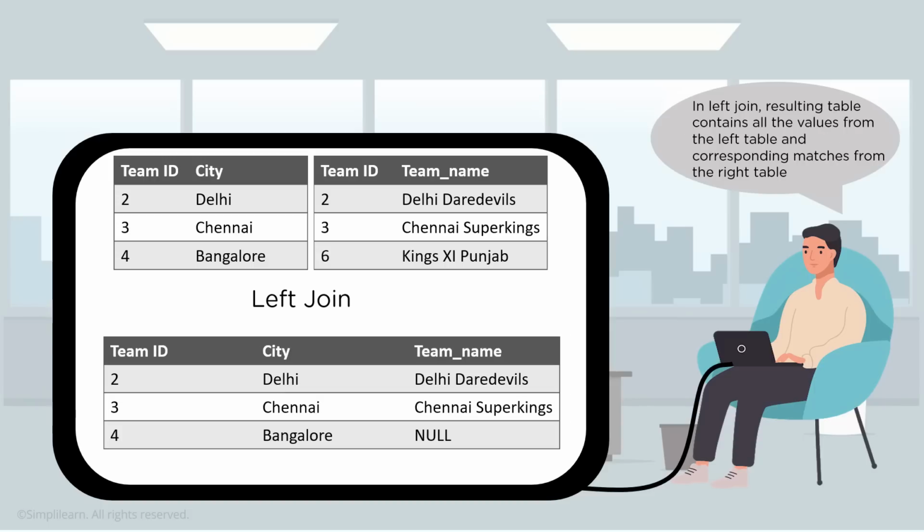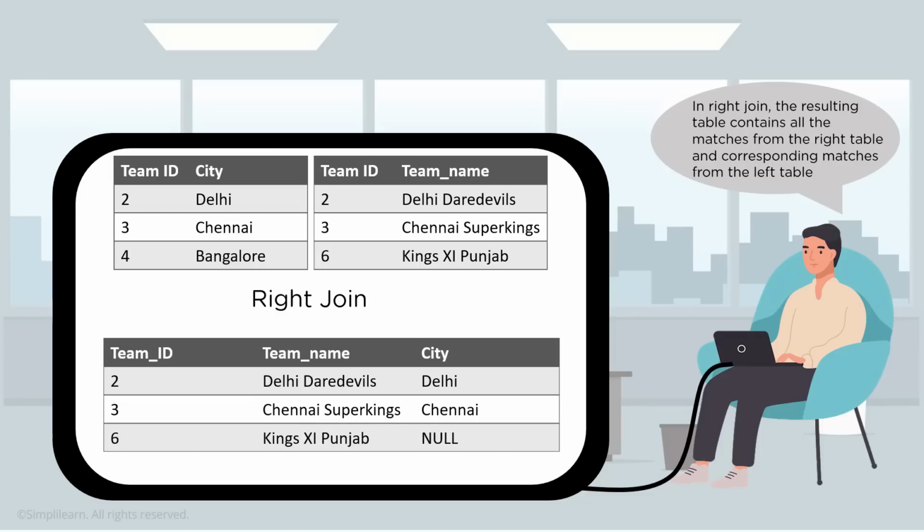In a left join, the resulting table contains all values from the left table and the corresponding matches from the right table. So we have Delhi, Chennai, and Bangalore, and then we have their matches. However, Bangalore does not have a match, so it is left null. In a right join, we have the opposite. The resulting table contains all matches from the right table and the corresponding matches from the left table. So we have the Daredevils, the Super Kings, and then we have Kings Punjab, and they all exist. However, number 6 does not have a corresponding city, and so that's left null.